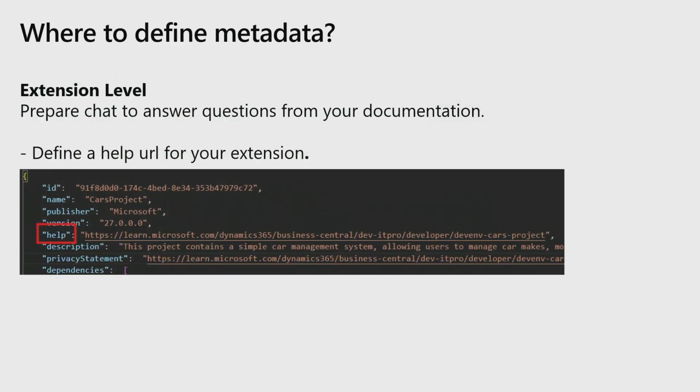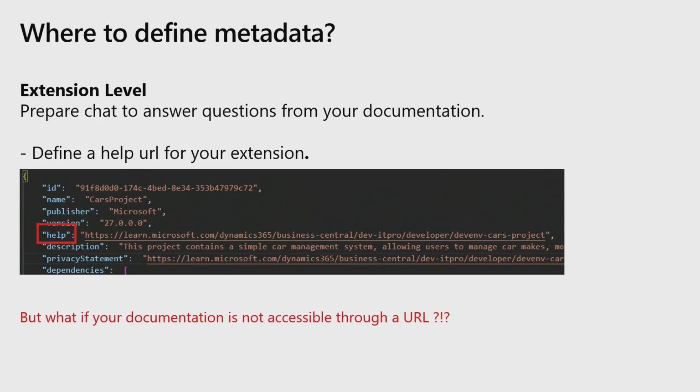And finally, on an extension level, you provide the help URL. This is, as Sam mentioned, very important for the ISV documentation question answering that is coming up. And so just on your app.json, provide a help URL for your documentation.